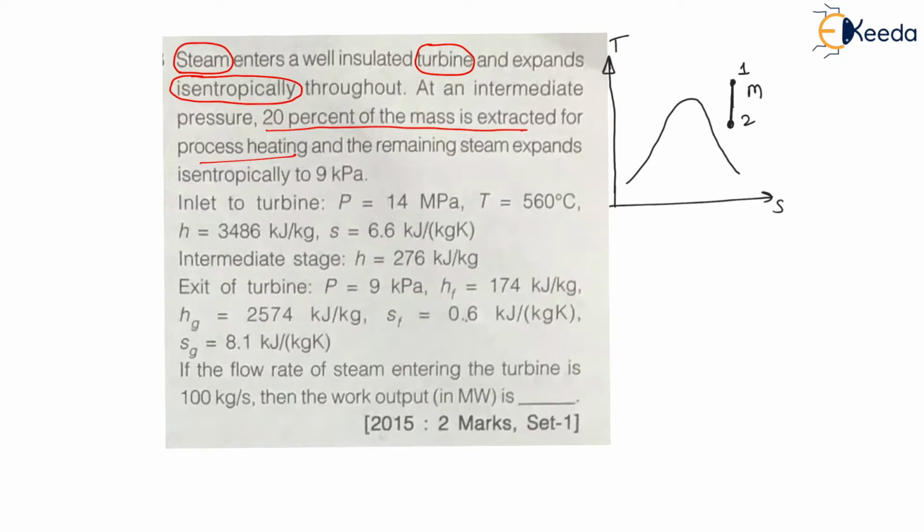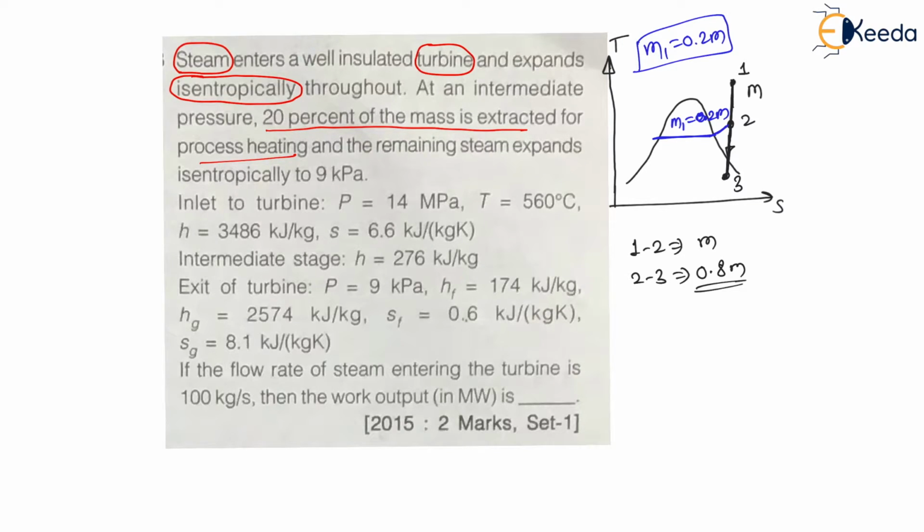Therefore from 2 I am going to extract 20% mass. Therefore let us say this mass is extracted. Here this m1 which is nothing but 0.2 m, 20% means m1 is equal to 0.2 times total mass, right? This much mass is extracted for process heating and the remaining 80% mass is again isentropically expanded, right, like this to the 3 condition, right? Now my dear students, from 1 to 2 the mass is m, but from 2 to 3 the mass is 0.8 m, remaining 80% mass, because 20% is extracted, right? Now let us understand the question.